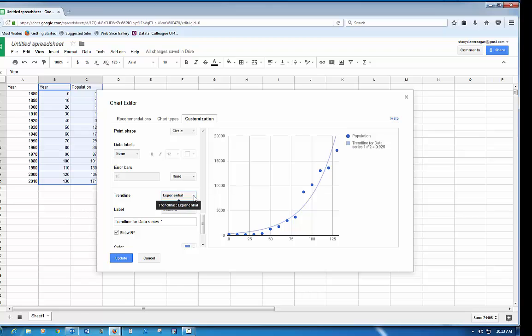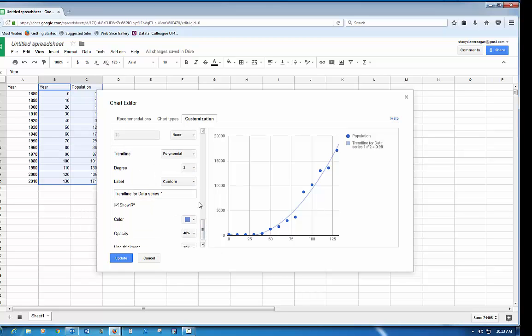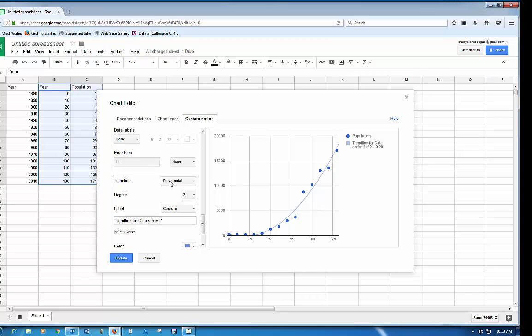And Google has one other one that we don't really talk about, but if I hit polynomial, it's even better. It's at 98%. So you can look at those and see which one would be the best fit. And this one would actually be a better fit for polynomial. So let's go down and look.